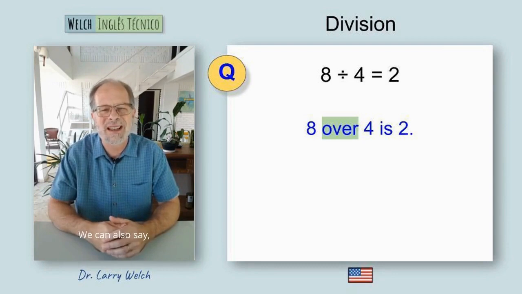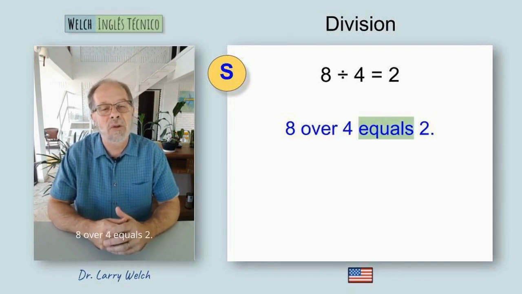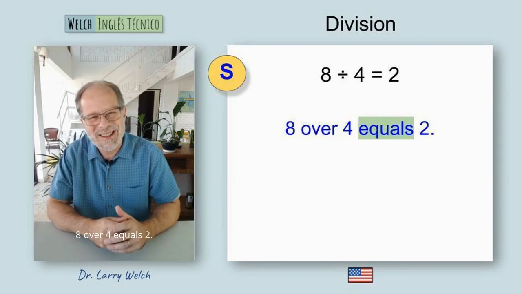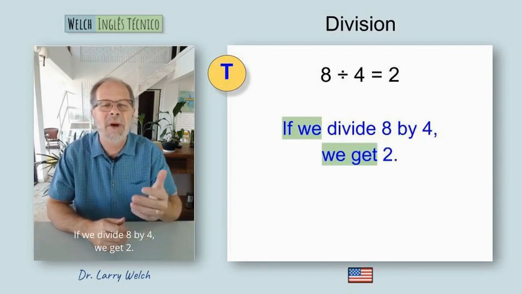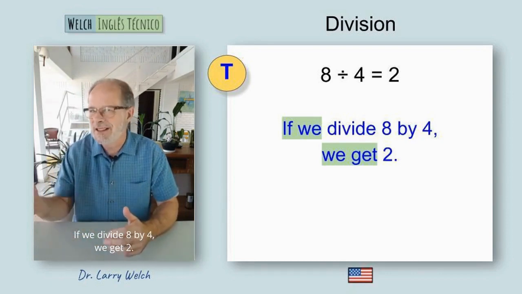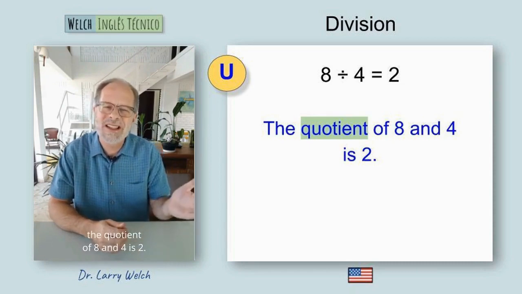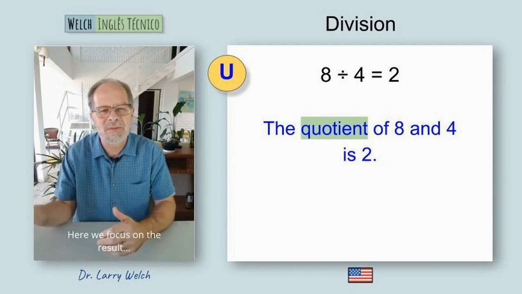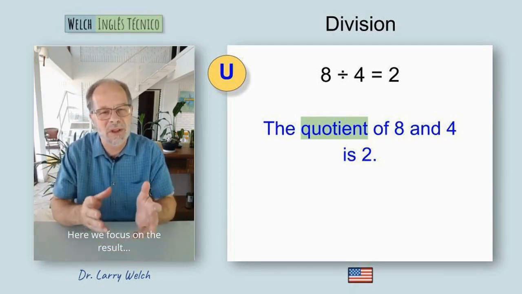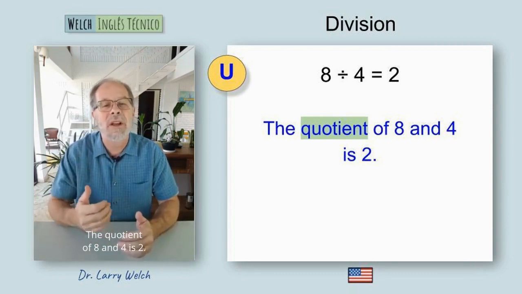We can also say 8 divided by 4 is 2. 8 over 4 equals 2. If we divide 8 by 4, we get 2. Or finally, the quotient of 8 and 4 is 2. Here we focus on the result, the quotient. The quotient of 8 and 4 is 2.